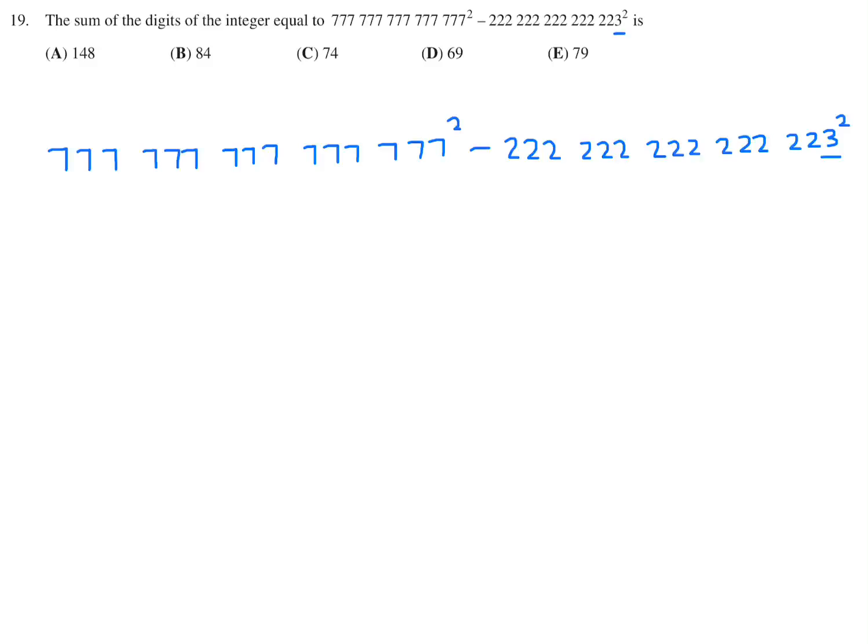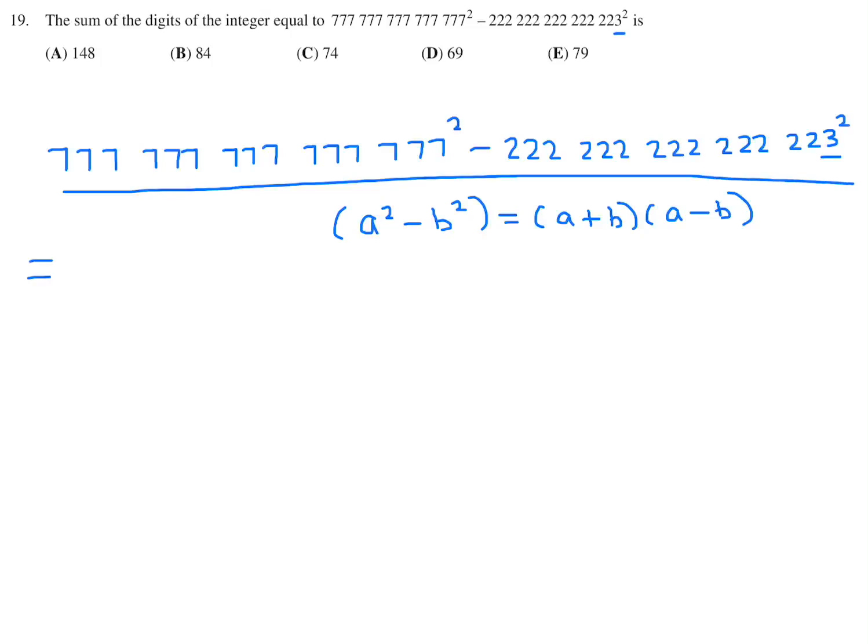All right. Well, how do you approach this? Do we expand this? Well, no. I hope you remember a property. If you have a squared minus b squared, that is equal to a plus b times a minus b, right? I hope you remember that one. So that is basically what form this is in. It's in the form a squared minus b squared. So I'm going to put it in that form: a plus b times a minus b.